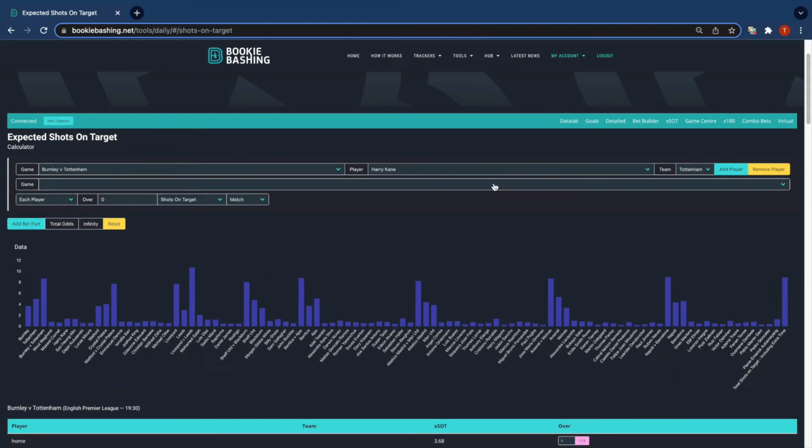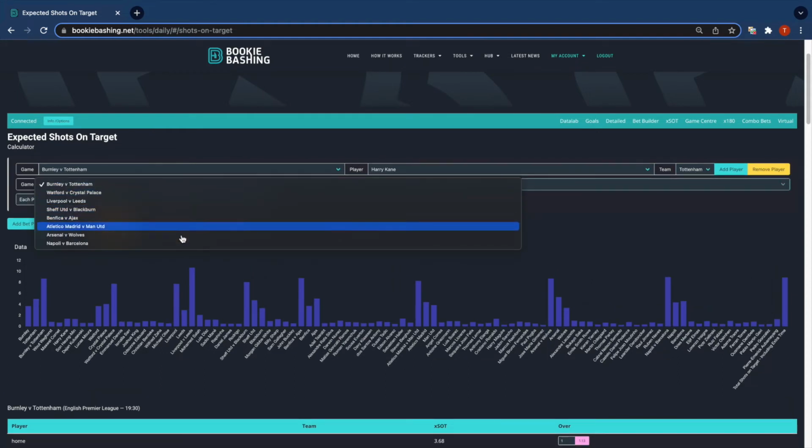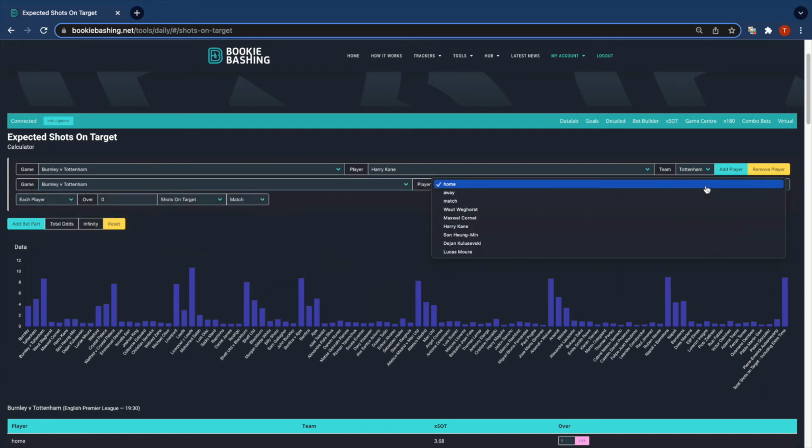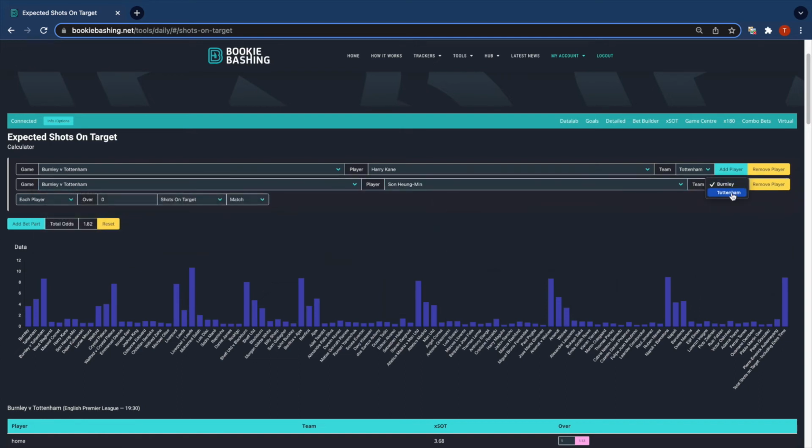Tell the tool Kane plays for Tottenham. We could then add in perhaps another player. We could add in Son for Tottenham. And now each player to have one or more shots on target is 1.82. We're including now inclusivity coefficients in that. So the calculator is considering the fact that these two players play for the same team. So Harry Kane getting shots on target takes action away from Son. And that's included. If we had two different teams here, the coefficients would be slightly different, right?